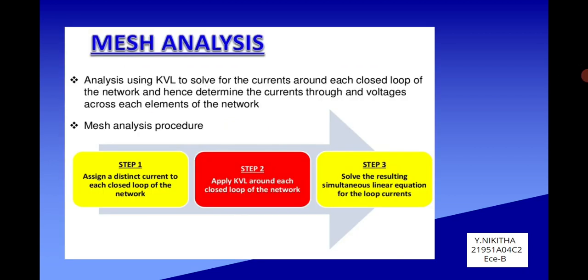Mesh analysis: analysis using KVL to solve the currents around each closed loop of the network and hence determine the currents through and voltages across each element of the network. Mesh analysis procedure. Step 1: assign a distinct current to each closed loop of the network. Step 2: apply KVL around each closed loop of the network. Step 3: solve the resulting simultaneous linear equations of the loop currents.